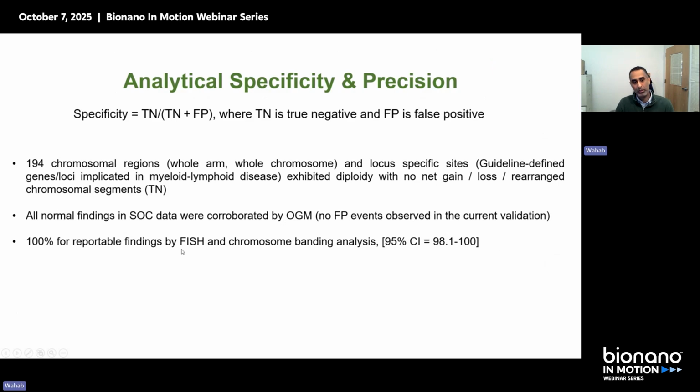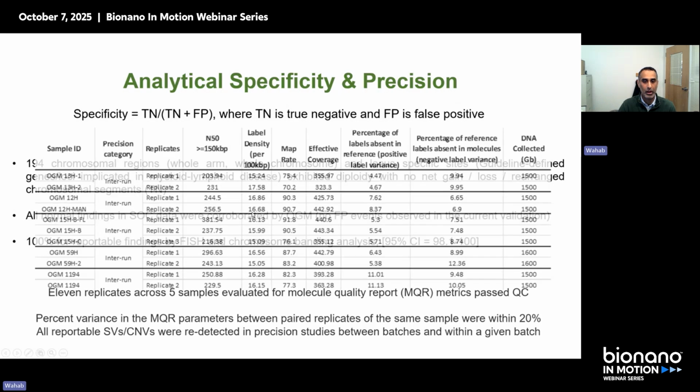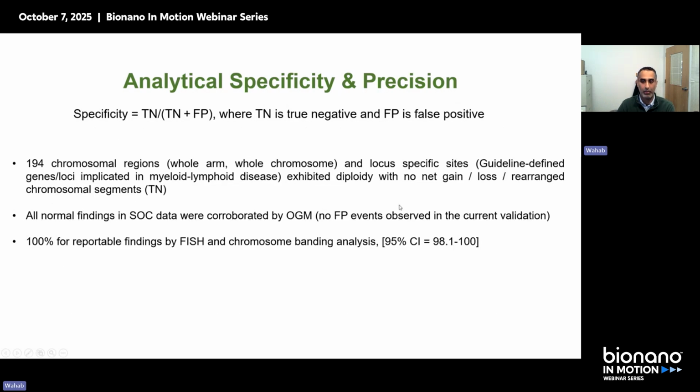The second thing we looked at was specificity, so events that were truly negative at the whole chromosomal or locus-specific FISH level. In some cases, we had some heme microarray data as well, and we wanted to make sure that those events that exhibited diploidy, or no net gain or loss, or rearranged segments were in fact captured as negative findings on mapping as well. And so that's what you're seeing here, where we didn't report any false positive events, and 100% of the reportable findings by chromosome banding analysis and FISH were concordant, at a 95% confidence interval.